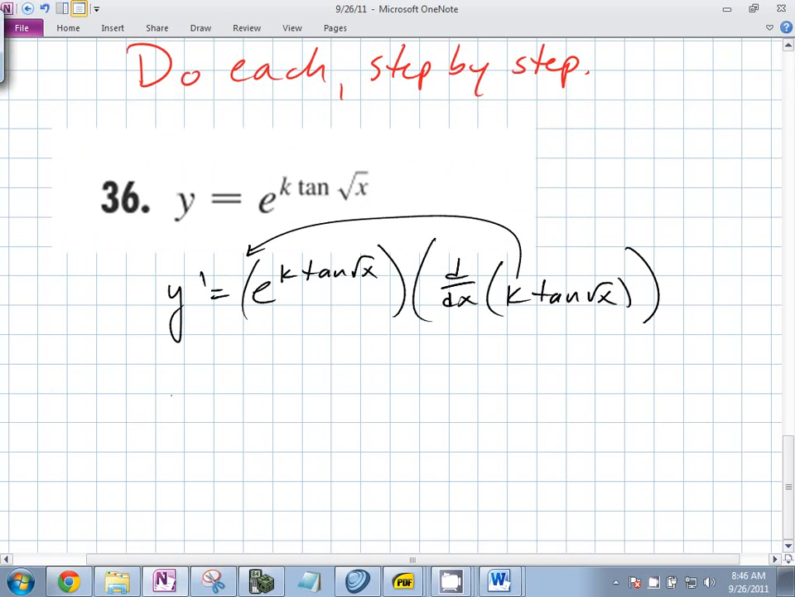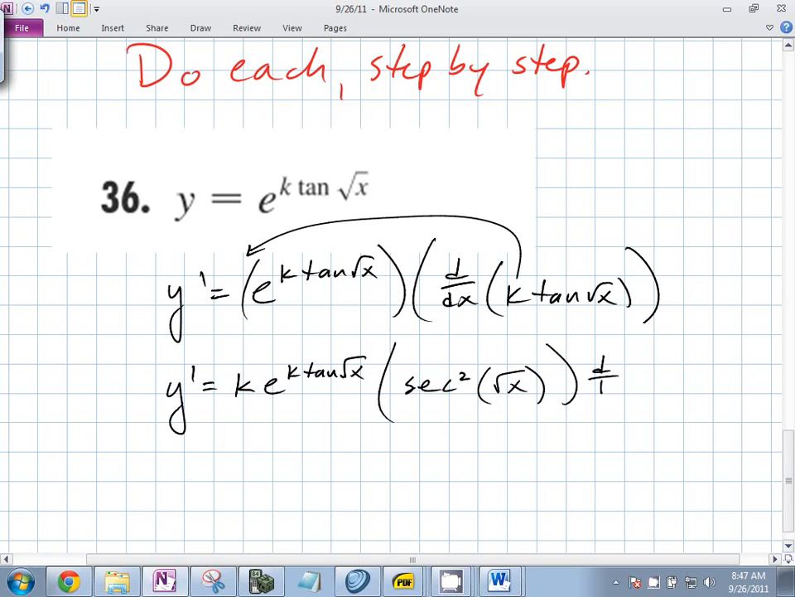What do you have to use in order to, so y prime is going to be k e^(k tan √x) times what? What's the derivative of tangent? Secant squared. Secant what? Secant squared. You sure? We're positive? Yes. Secant squared of root x times what? Times the derivative of root x. The derivative of the square root of x. Exactly. You have to use the chain rule again.